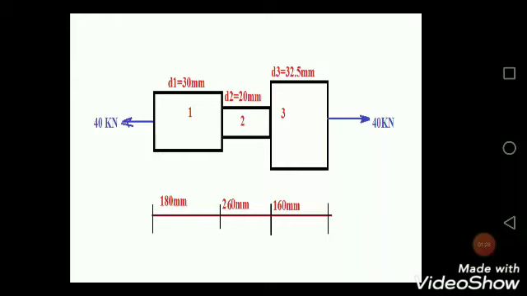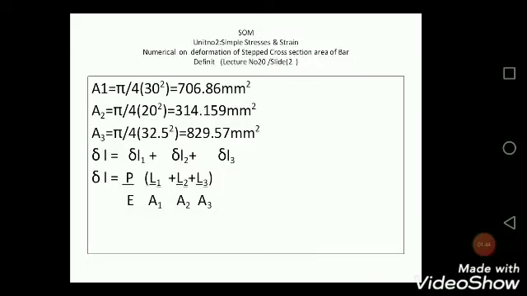This is the diagram. We have pull force 40 kilonewton tensile, and we have divided into three parts 1, 2, 3 of different cross section. We will solve the problem. Area 1 is equal to pi by 4 d square, that is 30 square, is equal to 706.86 mm square. Area 2, pi by 4 20 square. Area 3, pi by 4 32.5 square.